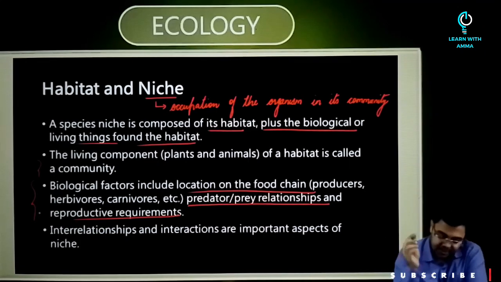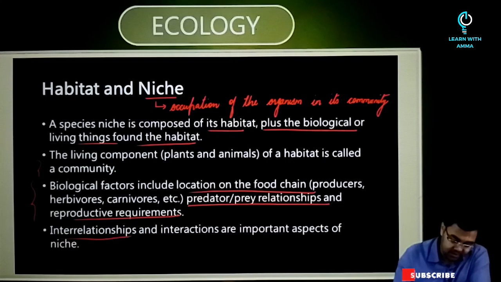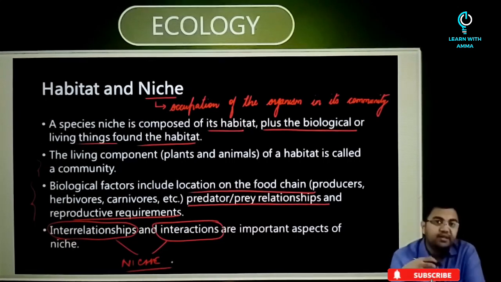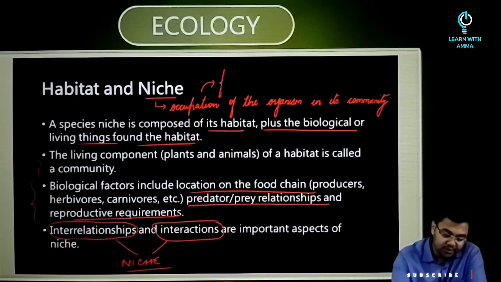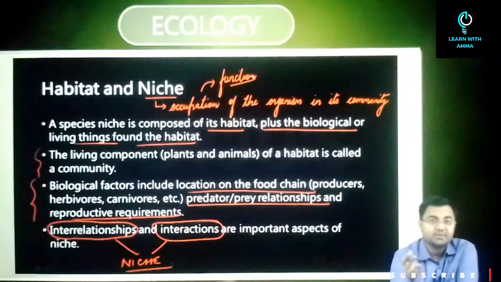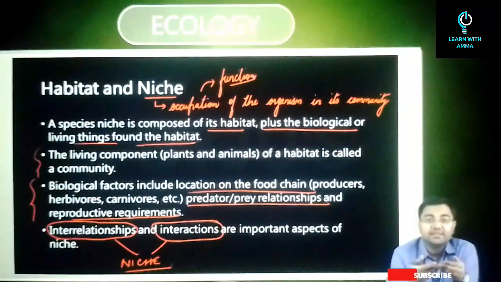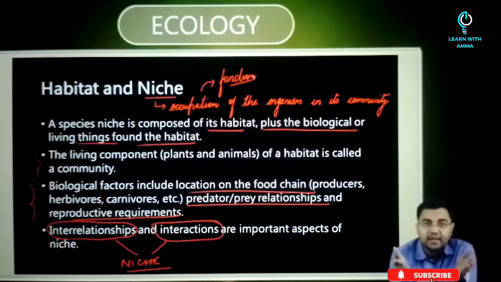So interrelationships and interactions are important aspects of niche. Interrelationship and interaction. These are the two key words which are associated with niche. Please remember this. In other words, occupation, you can also say that it is the function of the organism in the ecosystem. So all these organisms will have their own roles. Apart from that, the temporal conditions that are there, for example, the cycle of day and night, the seasonal cycles, these also define the niche of an organism.